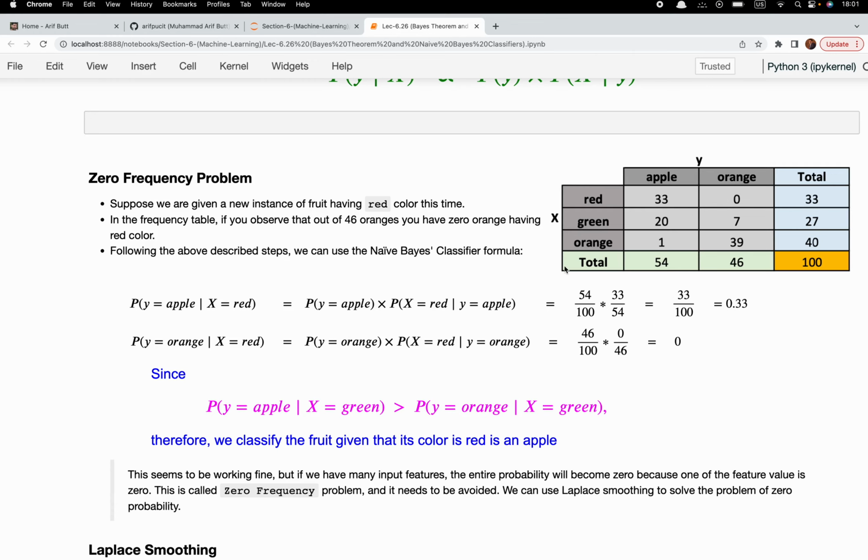If we compute the two probabilities, that is probability of y equals apple given x is equal to red, and probability of y equals orange given x equals red, the two probabilities come out to be 33 over 100 and 0. And we can easily classify the fruit as an apple, because the probability of being an apple is greater than the probability of being an orange. This seems to be working fine, but my dear students, if we have more than one input feature, the entire probability will become 0, because one of the frequencies of a feature is 0, and this is what is called the zero frequency problem. And we can solve this problem using a technique called Laplace smoothing.